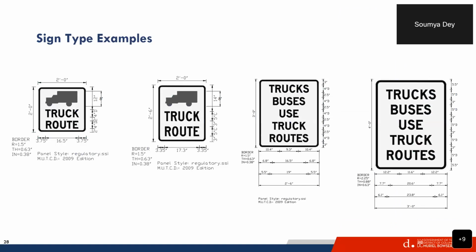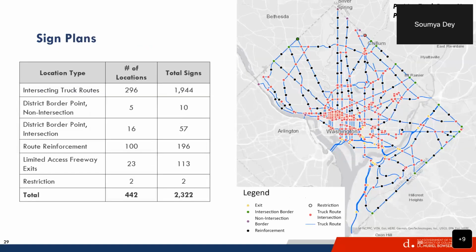So this is the truck route signage. The size would be based on the posted speed limit on the truck routes, based on MUTCD standards. And then the next slide talks about the total number of signs.